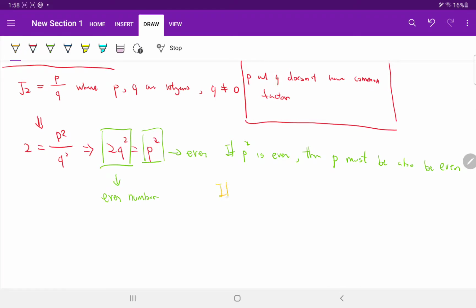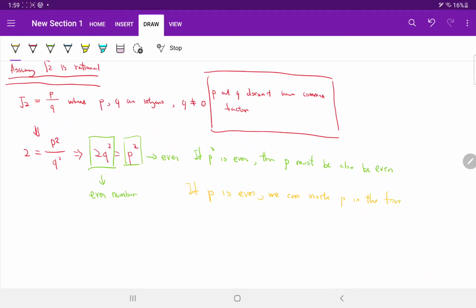So let's write this. If p is even, we can write p in the form of 2 times m, where m is some kind of integer, right? Any number that is even, you can always write in the form of 2 times some integer. So 2 times m will be our p right now, because 2m is even and p is even, so they're equivalent, right?